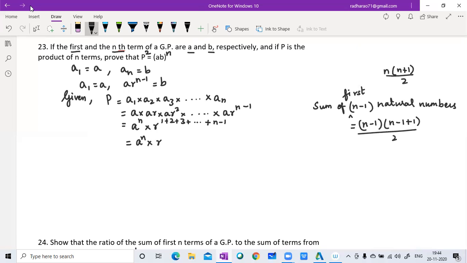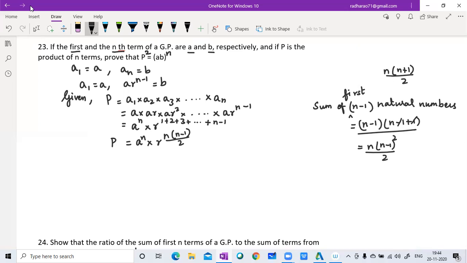So the minus 1 plus 1 gets cancelled, so it is n into n minus 1 by 2. So what is the sum of the first n minus 1 natural numbers? It is n into n minus 1 by 2. So in the place of 1 plus 2 plus 3, etc. up to n minus 1, what am I going to write? N into n minus 1 by 2. So this is nothing but your P.